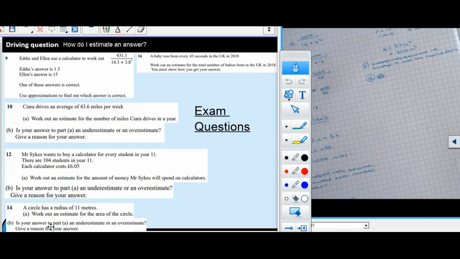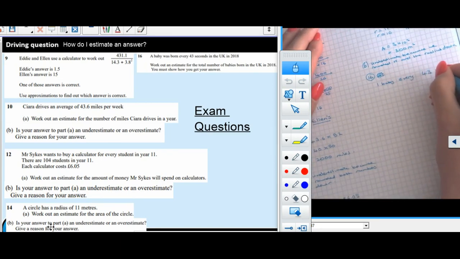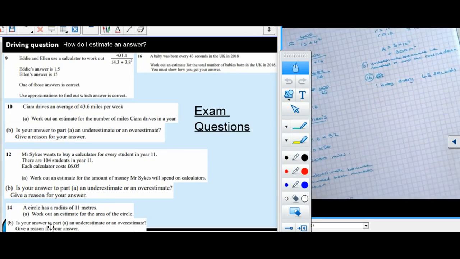Question 16. A baby was born every 43 seconds in the UK in 2018. Work out an estimate for the total number of babies born in the UK in 2018. You must show how you get your answer. Okay, so let's do the actual calculation first. Let's write that down. Then we'll round the numbers and we'll estimate. So every 43 seconds a baby was born. We need to work out how many seconds there are in a year.